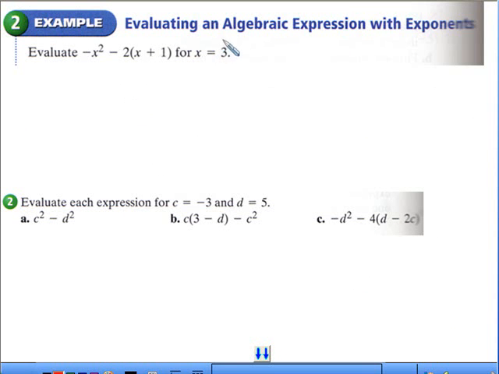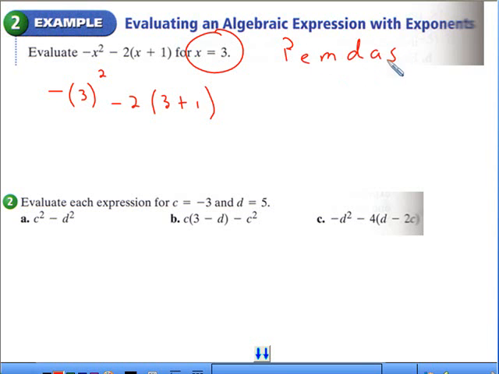So evaluate, x is equal to 3. Plug it in. We have negative here, that's in the equation. And then x is 3 to the second power, minus 2 times 3 plus 1. Remember, follow the order of operations. PEMDAS. Parentheses, so you'll work out what's inside the parentheses first. So what's inside the parentheses? 3 plus 1, so that gives you 4.